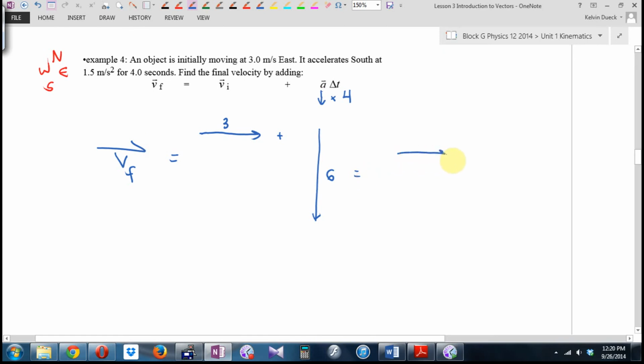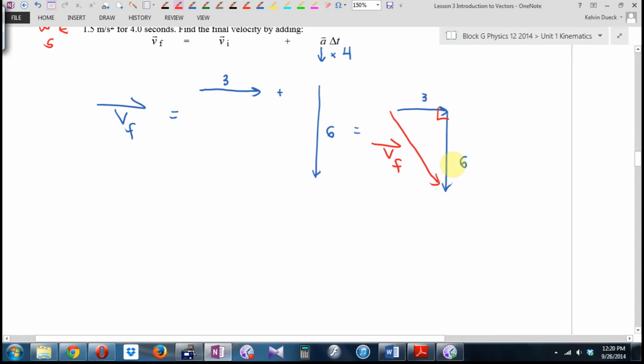So it's going to be 3, 6, yoink. And instead of calling it resultant, since it's from an equation, I'll call it V final, because that's what they told me it is. Lovely right angle triangle. Let's get triggy with it. Do the Pythagoras. You know what? Let's do the Pythagoras going straight to the answer. Let's see if I can.